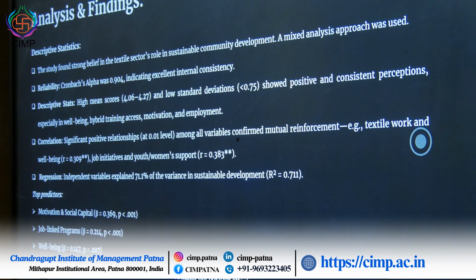So the study broadly focuses on a mixed method approach, and the reliability result comes to around 0.90, which is quite excellent in internal consistency. The descriptive statistics, mean scores, correlations and regressions all align with the positive correlations and top predictions between motivation as social capital along with well-being and job-being programs projected in the results outcome. Next.